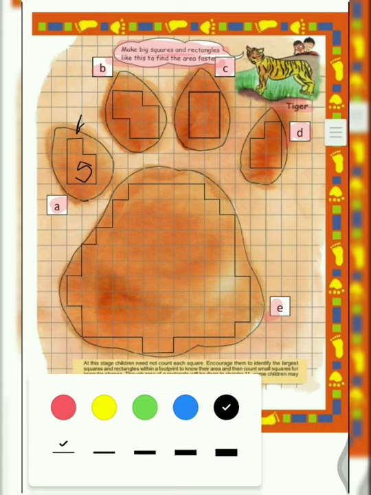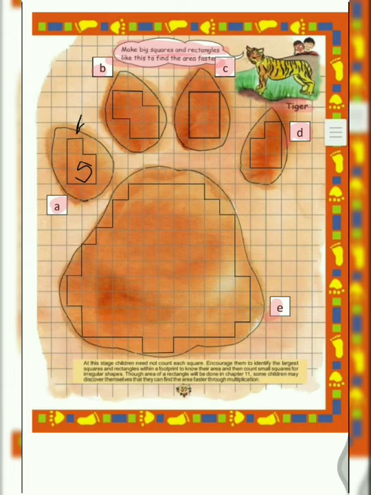And now the number of more than half squares. 1, 2, 3, 4, 5, 6, 7, 8 and 9. How many more than half squares are there? 9. So we will write for A1: 5, 1 and 9. Clear? Now for B1.